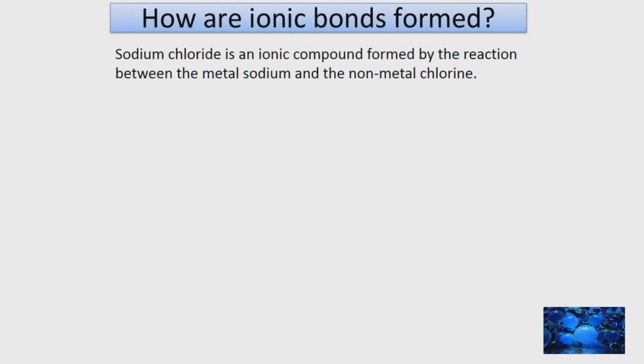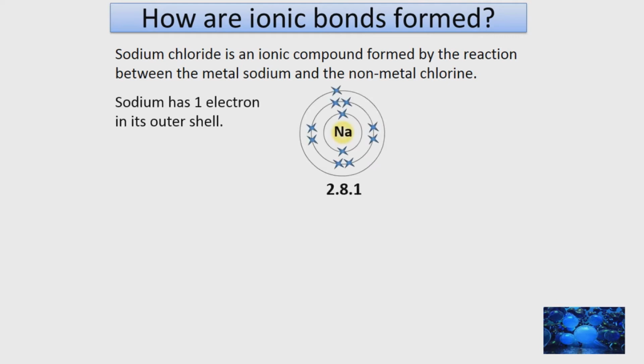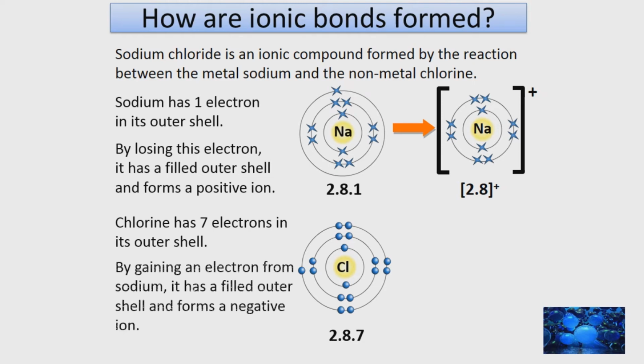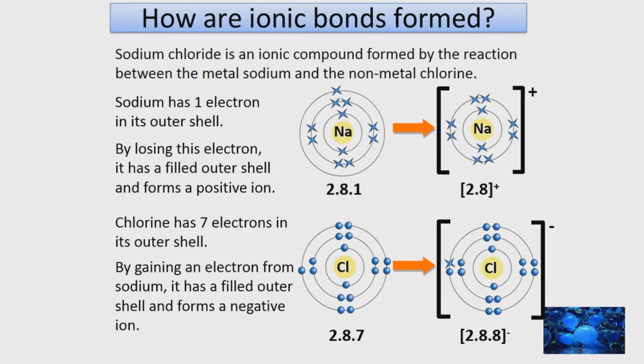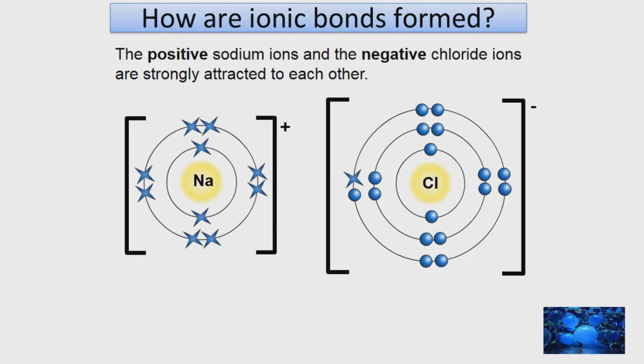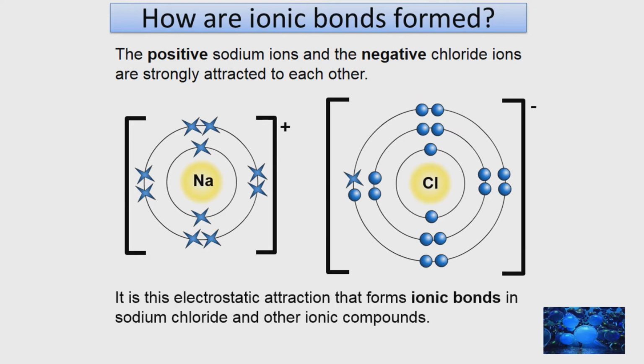Ionic bonds are formed between metals and non-metals. A good example is sodium and chlorine coming together. Sodium has 1 electron in its outer shell, as we saw in the last slide, and chlorine has 7 electrons in its outer shell. So transferring 1 electron from the sodium to the chlorine atom, you'll get a sodium ion and a chloride ion. Ionic bonds are formed because positive and negative ions are strongly attracted to each other. An electrostatic force pulls them together, and this is known as an ionic bond.